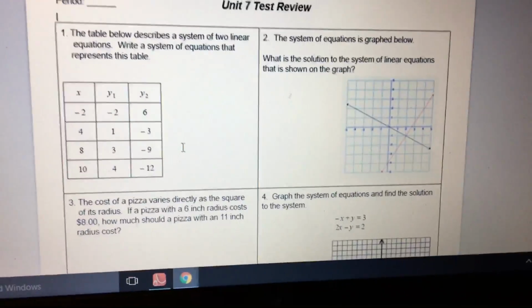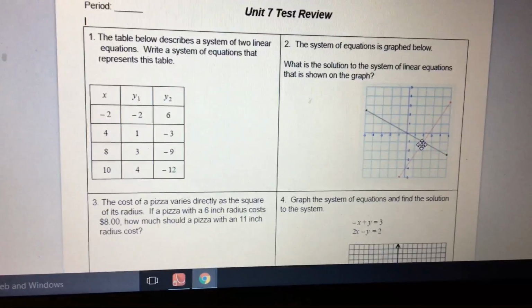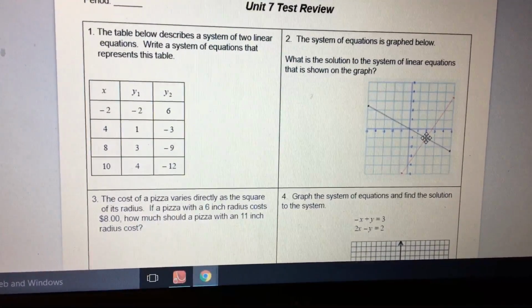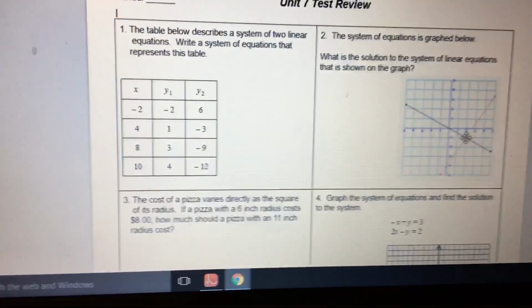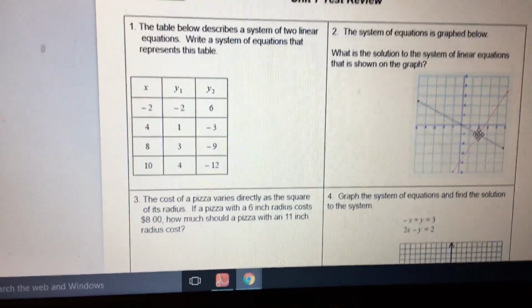On number 2, the solution to the system of graphs is always exactly where they cross, right here at 2, -1. Just be on the lookout for this on the test. If the answer is there, it'll be where they cross.